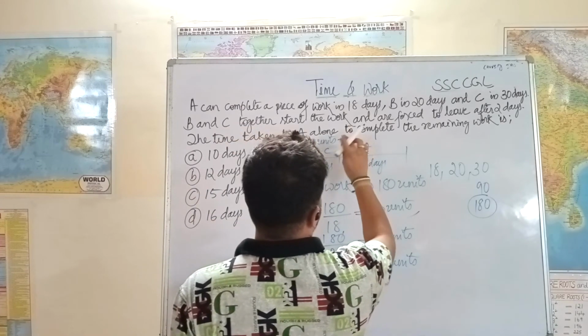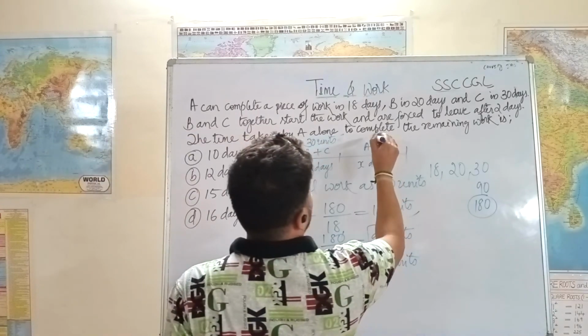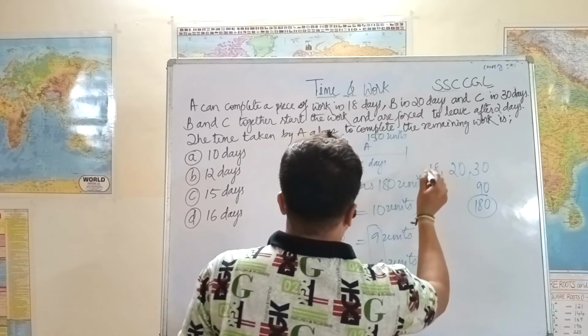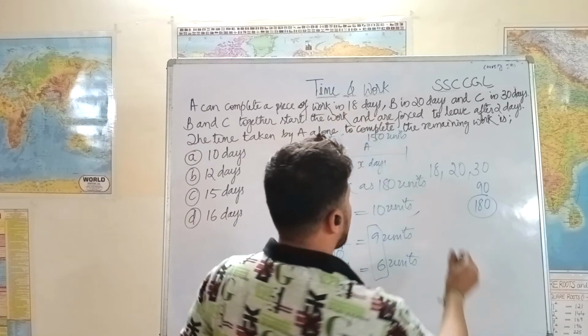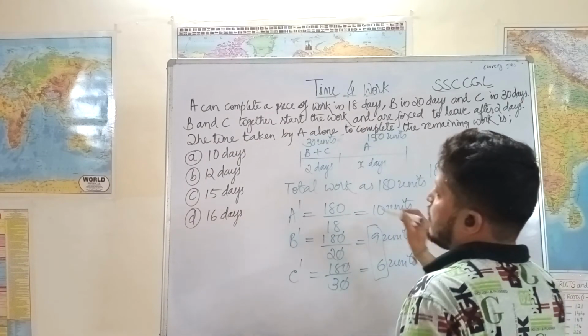So the remaining work: out of 180, 30 is done, so 150 units is remaining. So A has to do 150 units of work. He can do 10 units in 1 day. So to complete 150, obviously he needs 15 days. Right? 15 days is the time.